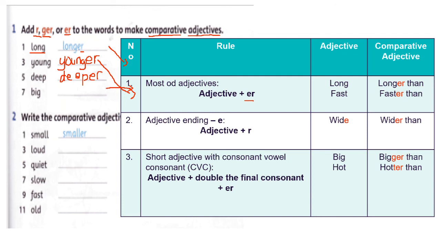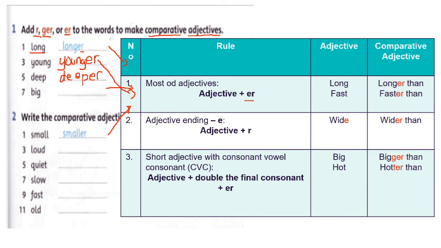So does part 2. Actually, I'm hiding some parts of exercise 1 and exercise 2, and you have to do them by yourself according to the rule that I've told you before, and according to this table. Number 2, write the comparative adjective. Small. Again, follow the rule. It doesn't end with E, and it's not a CVC, so you just follow number 1, add ER.